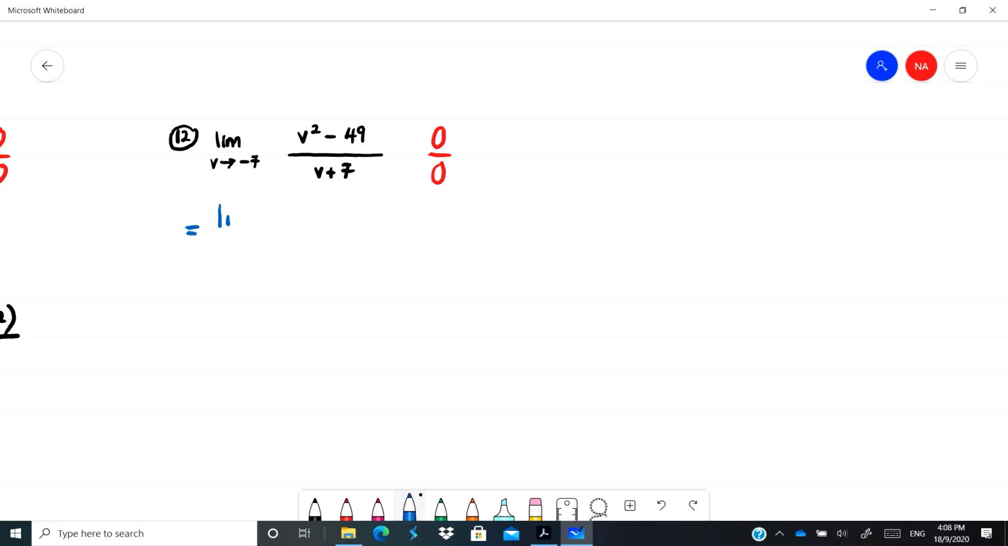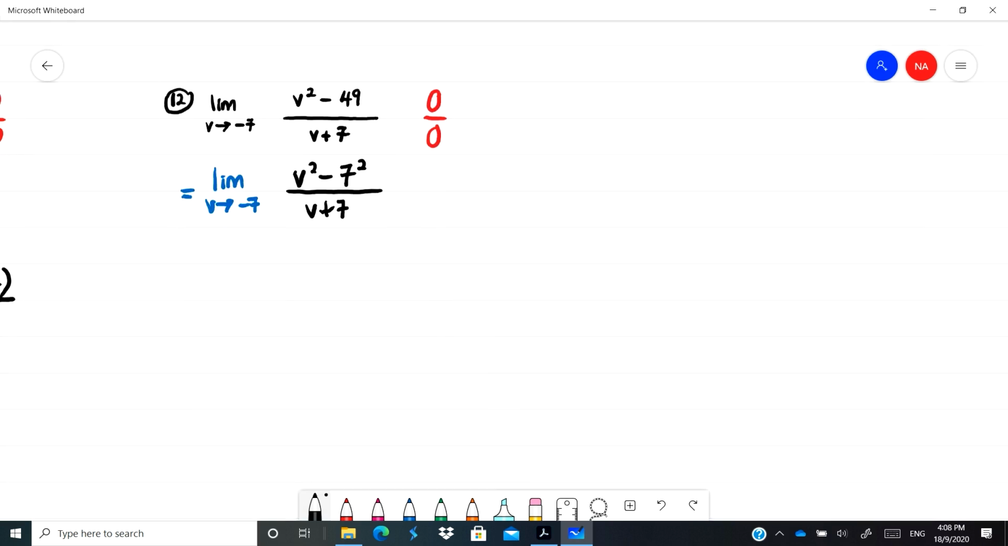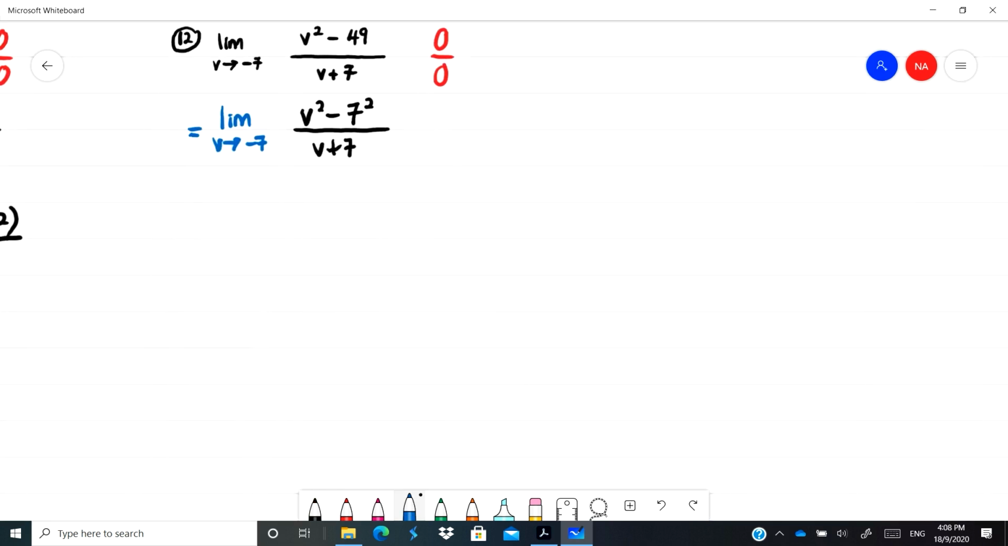So we have to use the formula a square minus b square equal to a plus b a minus b. So you will have something like v square. 49 is actually 7 square. All right, so we have v plus 7. All right, now we want to factorize that v square minus 7 square. So we'll have something like, okay, limit as v approaching negative 7. Why do we have to write this? Because we have not substituted the value of v with negative 7. All right, so we'll have something like v plus 7 v minus 7 over v plus 7.